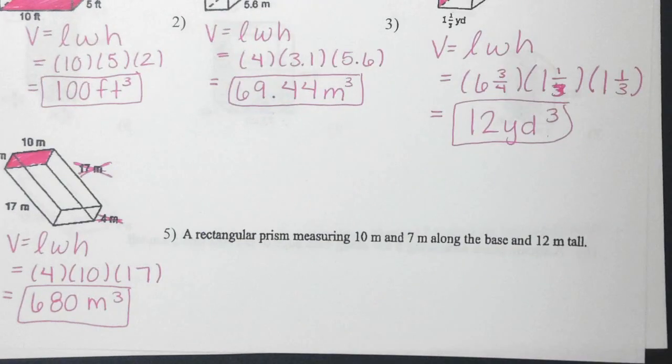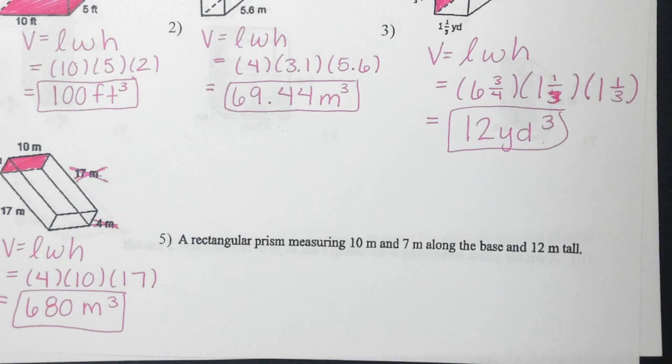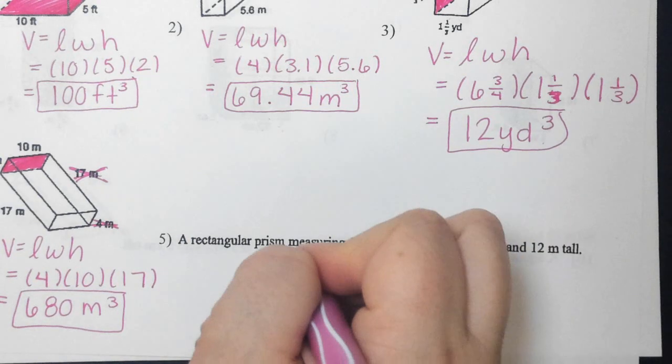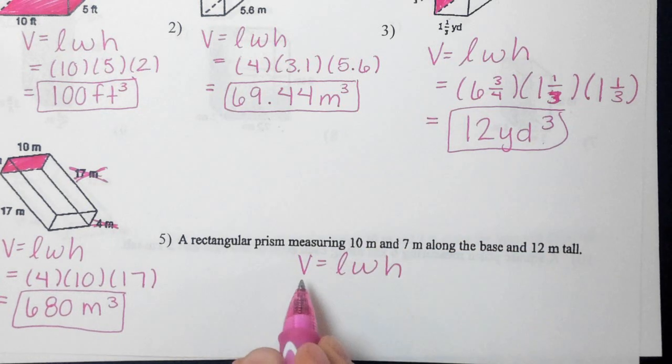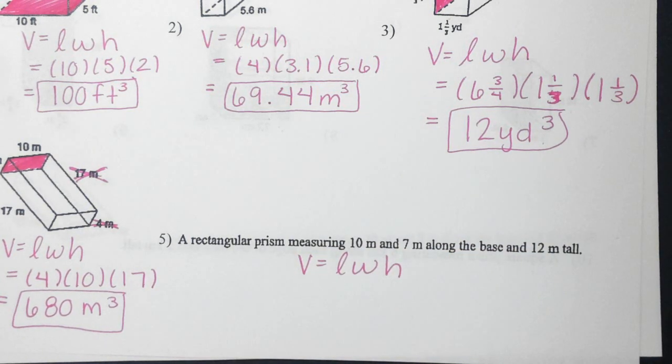All right, and then number 5, a rectangular prism measuring 10 meters and 7 meters along the base and 12 meters tall, and we want to find the volume for it. Do I need to draw it? No, we know our formula, which says V equals LWH. At least I wrote the V. V equals LWH. Right, what has to be my L and my W? What 2 numbers have to be the length and the width here? What do you think, Enrique? 10 and 7.